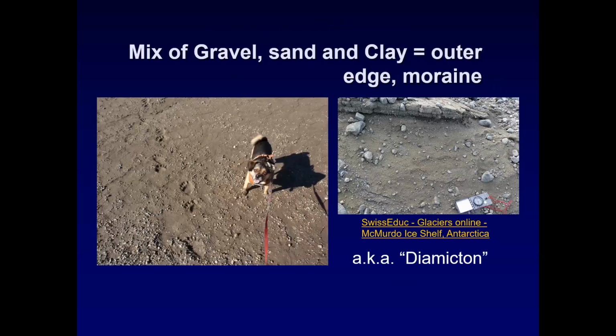We might also see from a glacier a mix of gravel, sand, and clay, and that could be our outer edge of a glacial lake or a moraine. We also call that a diamicton when you have an assemblage of sediments that are different sizes.